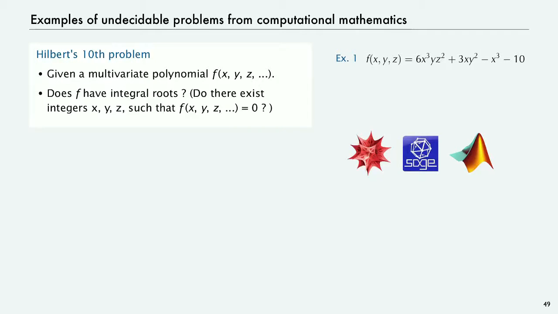Say it's 6x cubed yz squared plus 3xyz squared minus x cubed minus 10. Are there values of x, y, and z that make that 0 or not? In this case, there is. 5, 3, and 0 does it. But in this case, x squared plus y squared minus 3, there's no way.